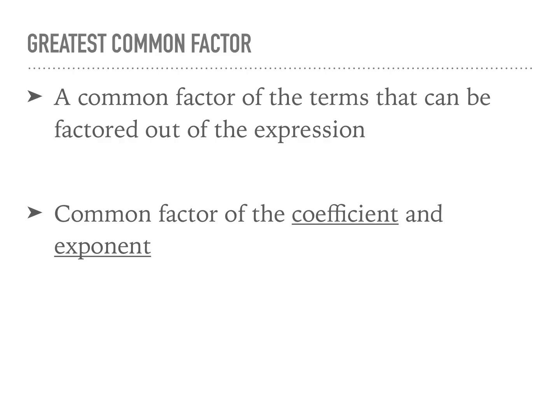It's a common factor of the terms that can be factored out of the expression. So, a common factor of the coefficient and exponent. For example, you can have something like 3x squared plus 6x, and you can actually factor out a 3x. So you would end up with a 3x on the outside, an x on the inside, and then plus 2.